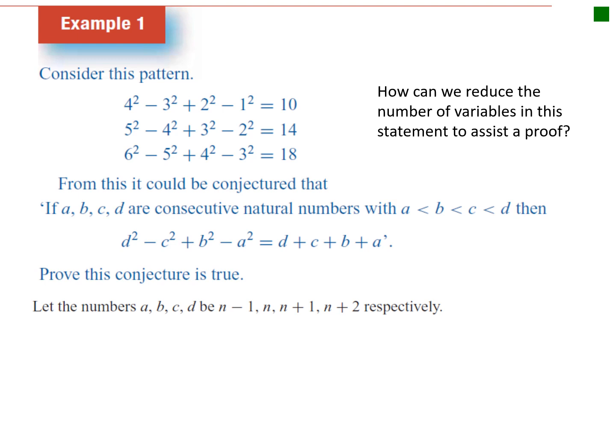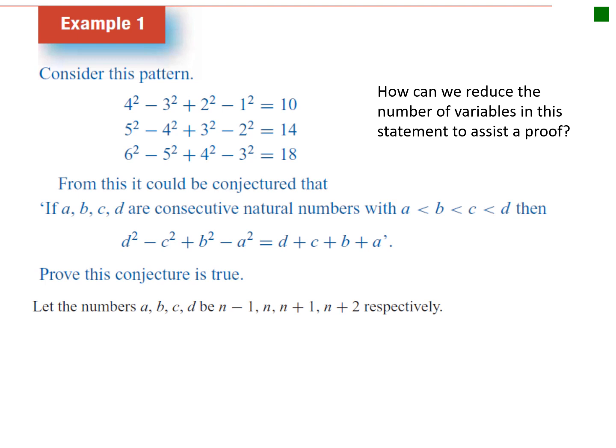We'll have some cancelling of terms. But at the end of the day, we're aiming to show that n plus 2 squared, our largest consecutive number, minus n plus 1 squared, its predecessor, plus n squared, the predecessor of that, minus n minus 1 squared, should reduce to the sum of those 4 terms together. In other words, should reduce to the expression 4n plus 2. Okay, so that's the aim.